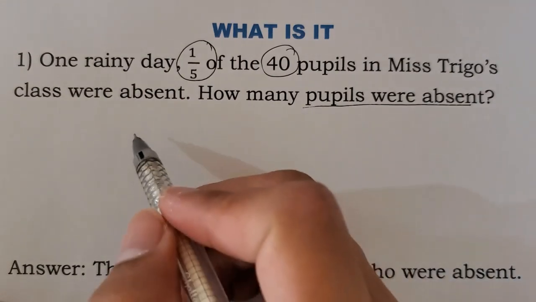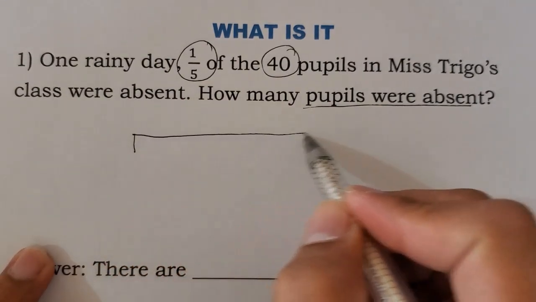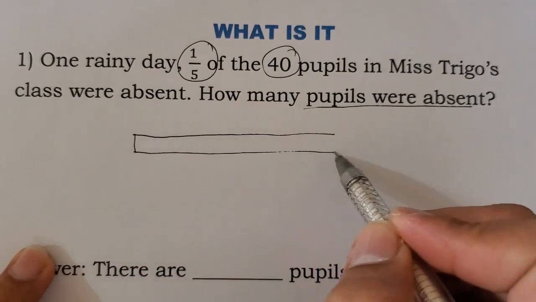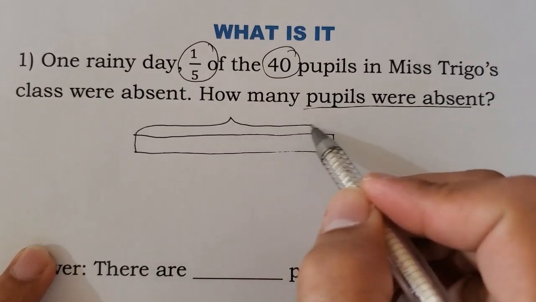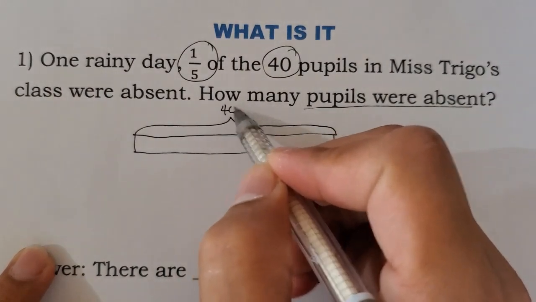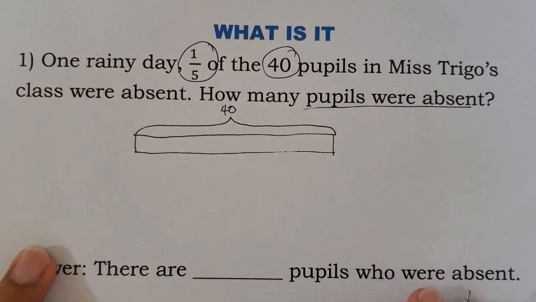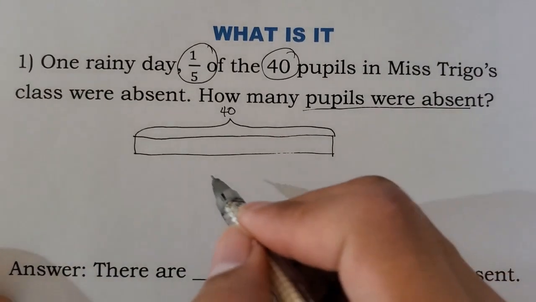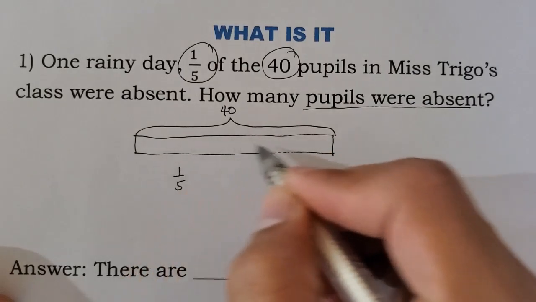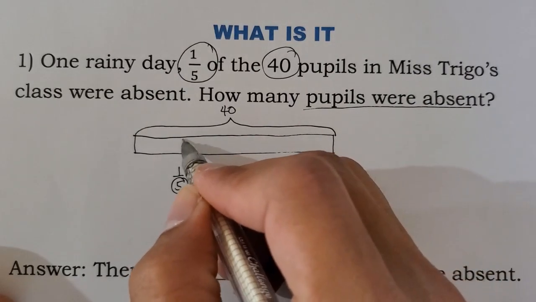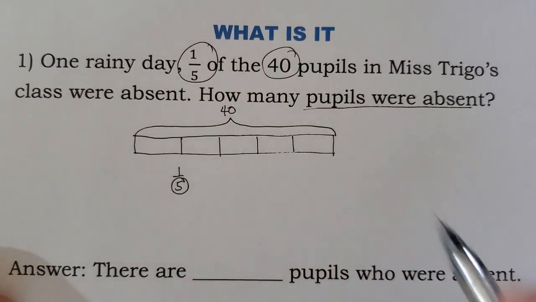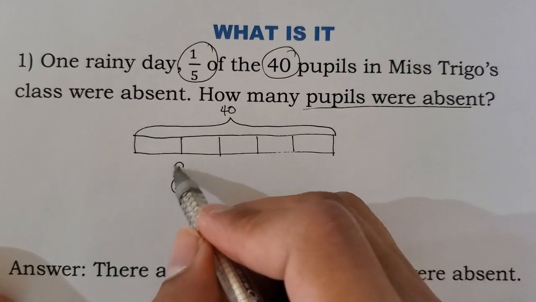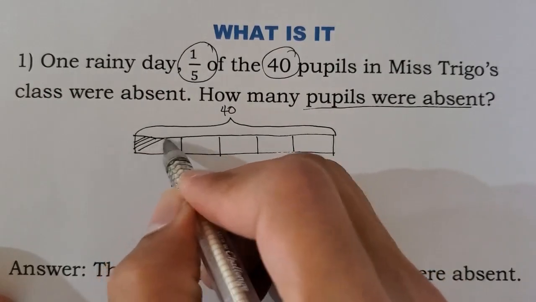So that could be best illustrated this way. For example, this is the total number of pupils, this whole block, which is equal to from here up to here, that is equal to 40 pupils. And of course, only 1/5 are absent. So when we say 1/5, to show 1/5, we have to divide the entire region into 5 equal parts. 1, 2, 3, 4, 5. The next thing that we have to do is to shade one part to show 1/5.